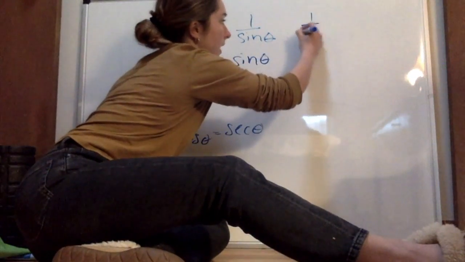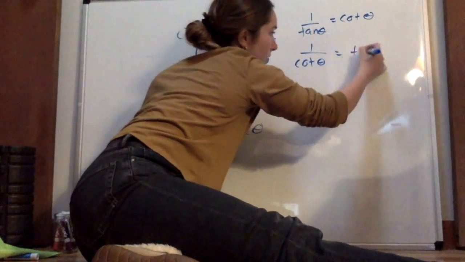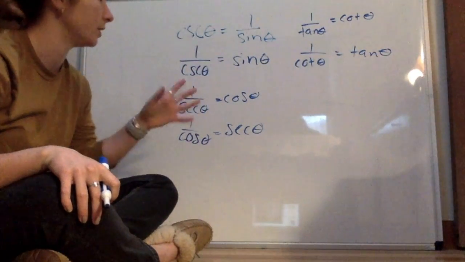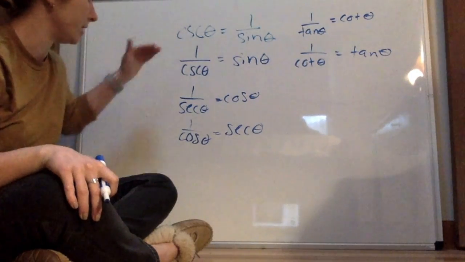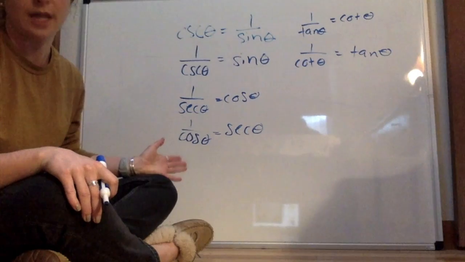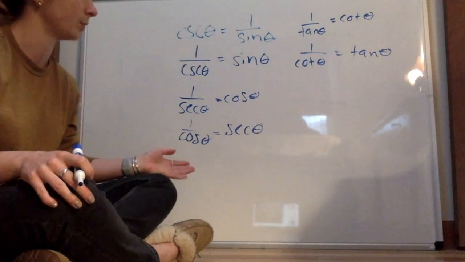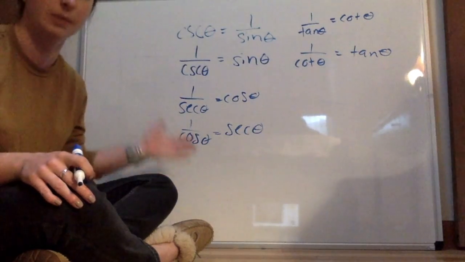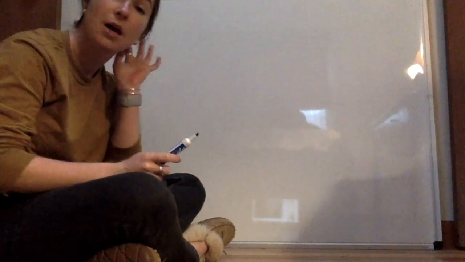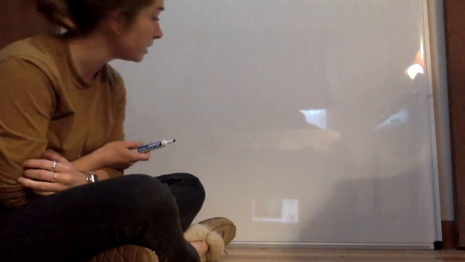And 1 over tangent of theta is equal to cotangent of theta. 1 over cotangent of theta is equal to tangent of theta. All of the reciprocal identities, we've worked with these before when we defined cosecant, secant, and cotangent. But these are all identities that are true and can sometimes be helpful when we want to simplify trig expressions.